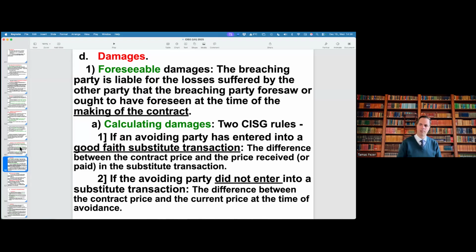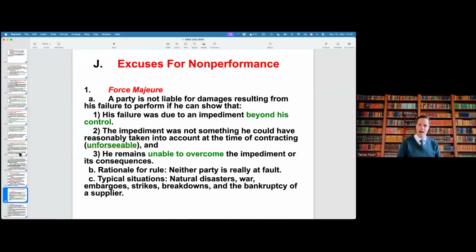And the final word, the exclusion: how can you defend yourself against a claim for damages under the CISG? Force majeure is strictly defined in the convention. A party is not liable for damages if he can show that the failure was due to an impediment beyond his control.